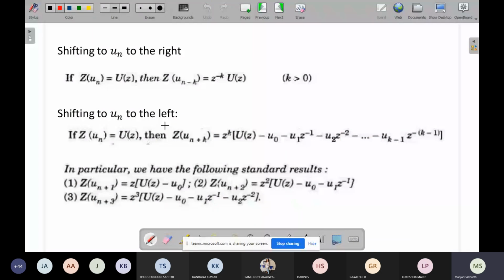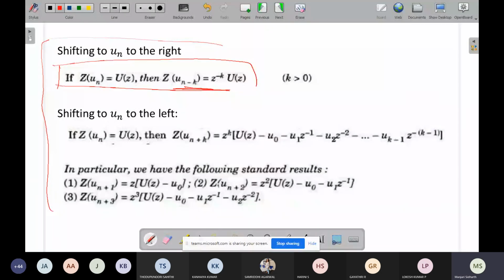Now this one is important. We'll use it in the difference equation. Those who have attended today's class, I have told them in the lab, plus the shifting property, right? So in the shifting property, this is not important. Only we'll use this one: shifting to the left.